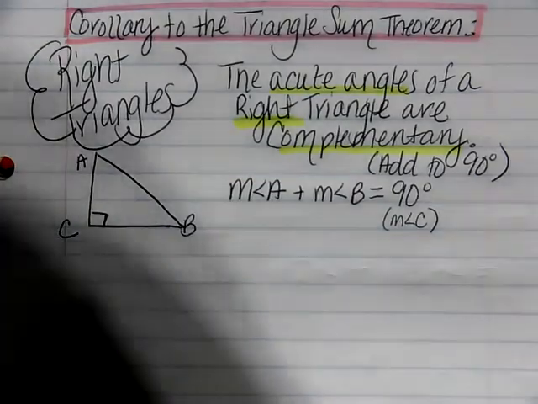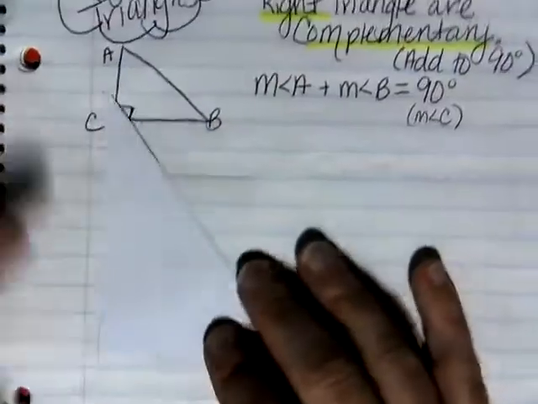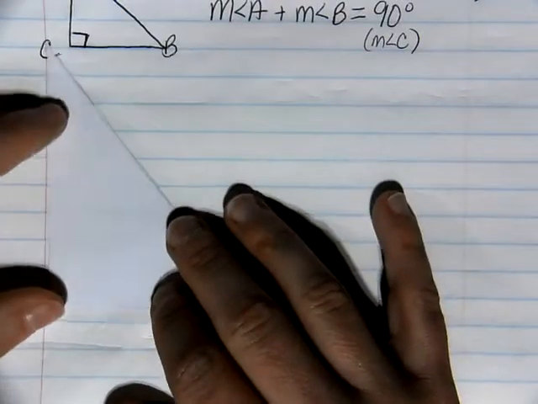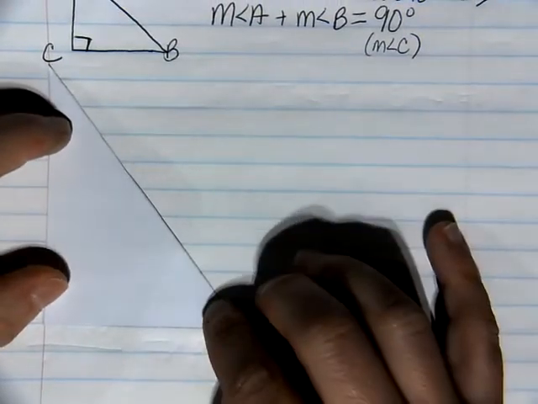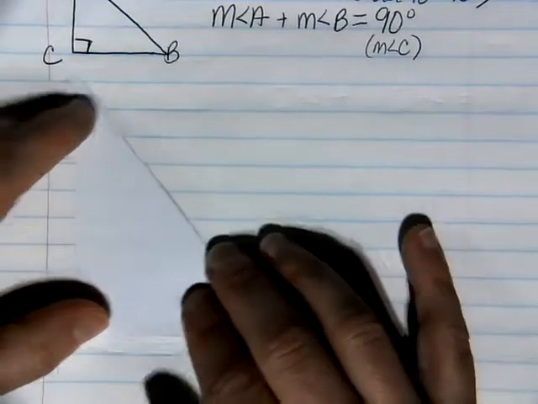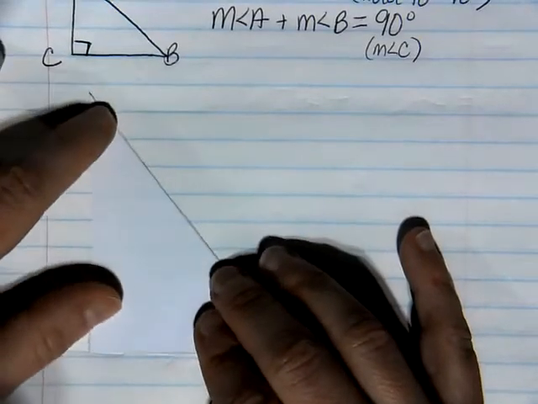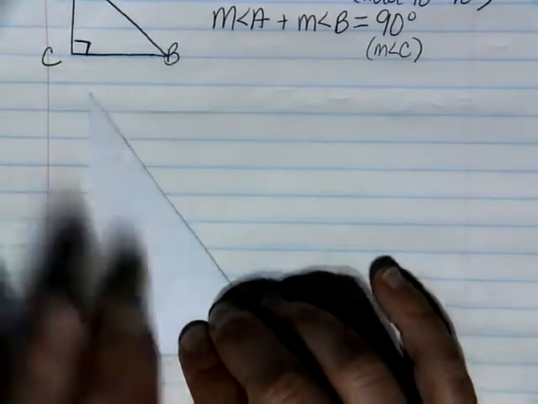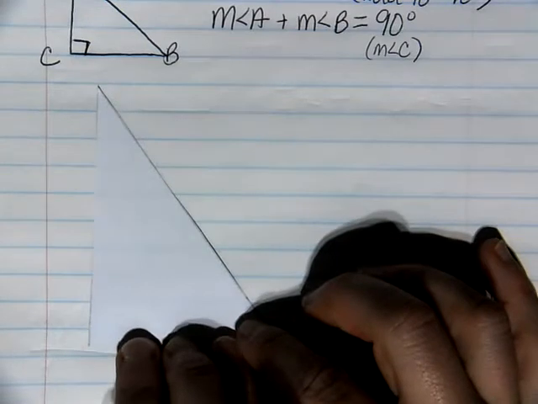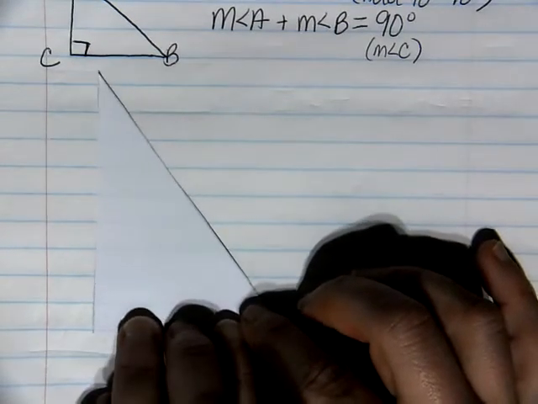So if you wouldn't mind taking out our last triangle, I would like you guys to please, to the very best of your ability, trace, once again, this triangle into your notebook. So somewhere in your notebook, please go ahead and trace this triangle.